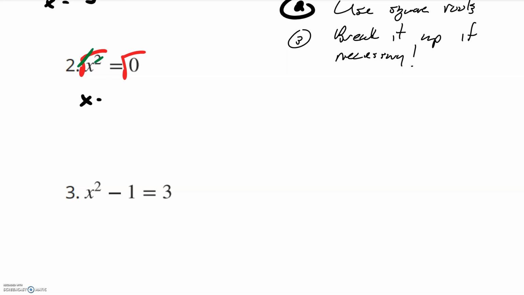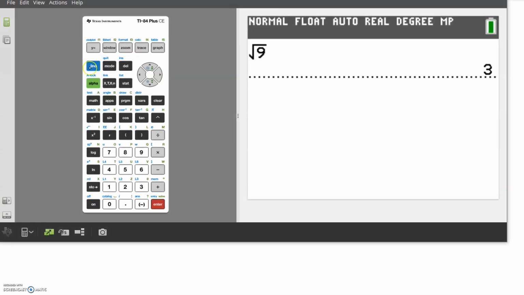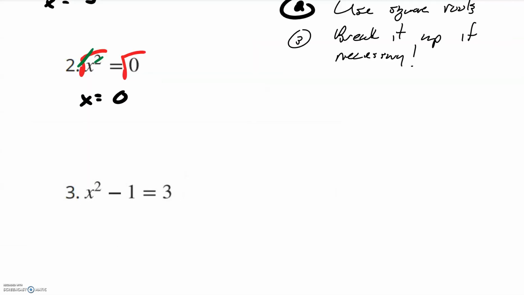And I'm left with x is equal to, I've got to figure out what's the square root of 0. What number do I multiply by itself to get 0? I do the same thing. Go to the calculator to check, just want to make sure. And in fact, x is equal to 0 in this instance. Now notice, I don't have to put both positive and negative 0 because 0 is neither positive nor negative. So that is the final answer to number 2.